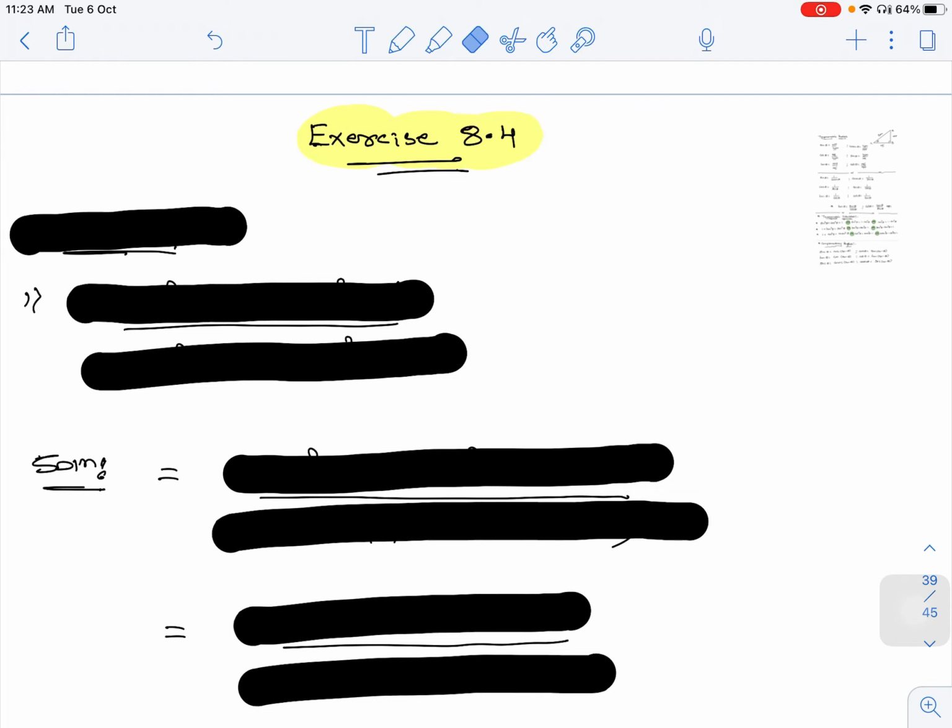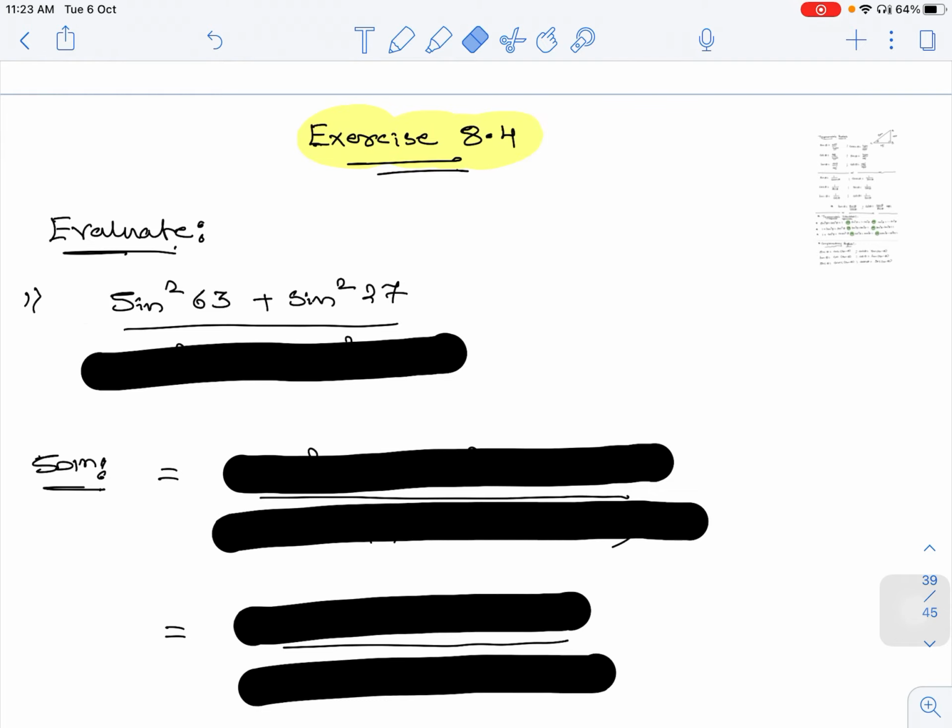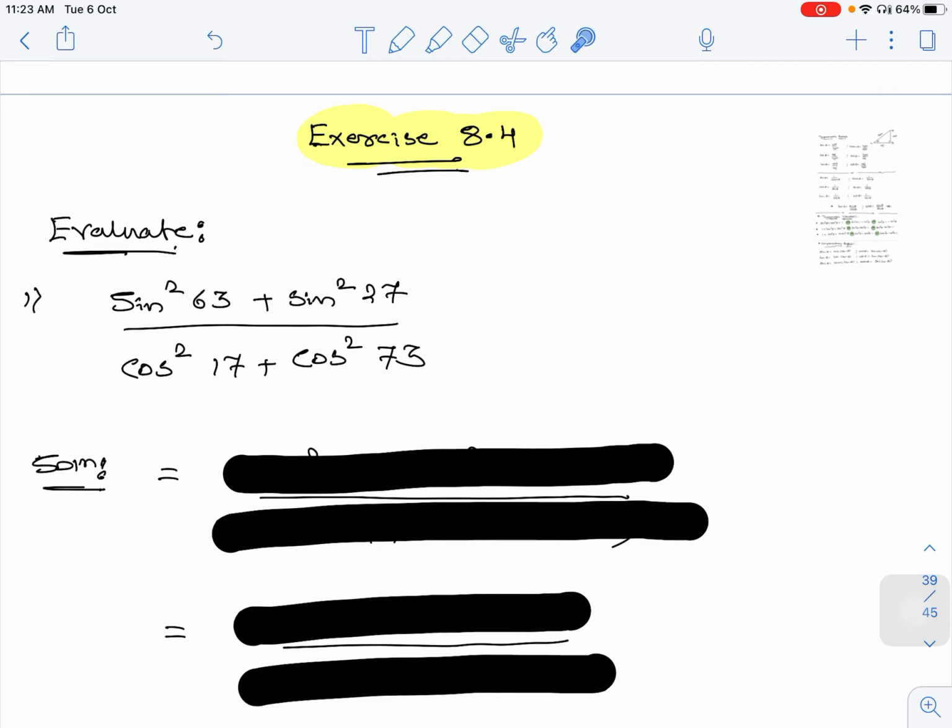Now exercise 8.4, the first example is given as: evaluate, meaning we have to find the value of sine square 63 plus sine square 27. Now remember that this 63 and 27 are any angle. Upon cos square 17 plus cos square 73.